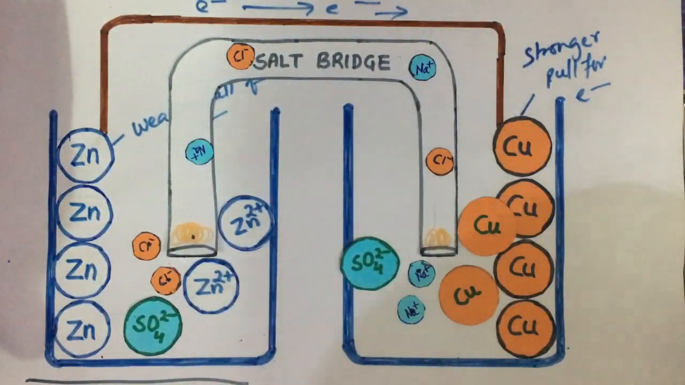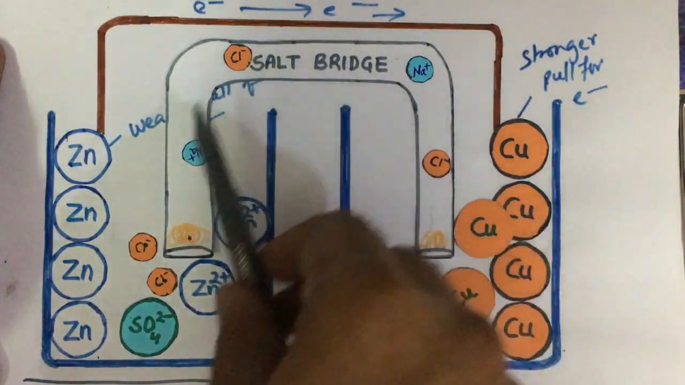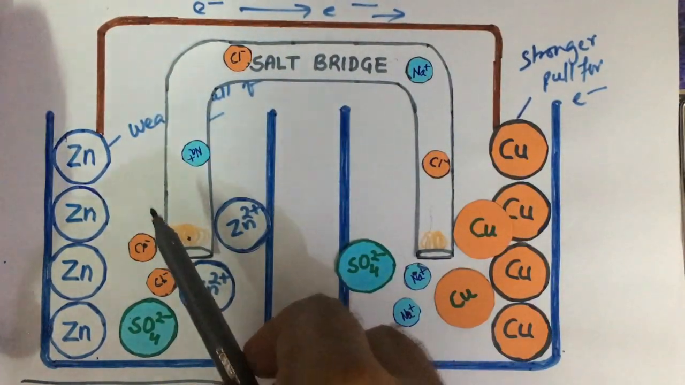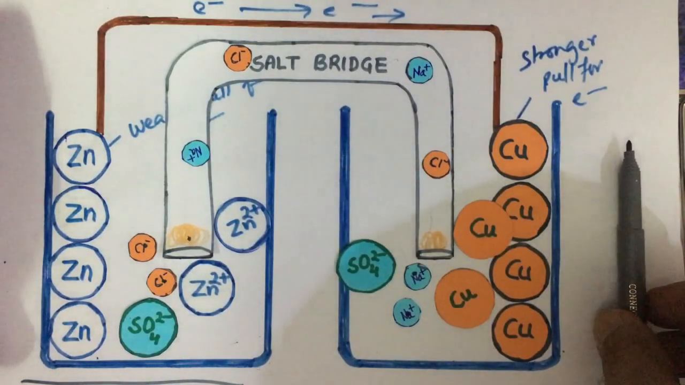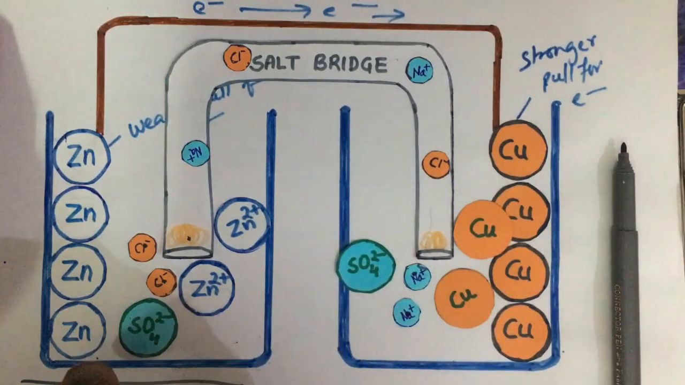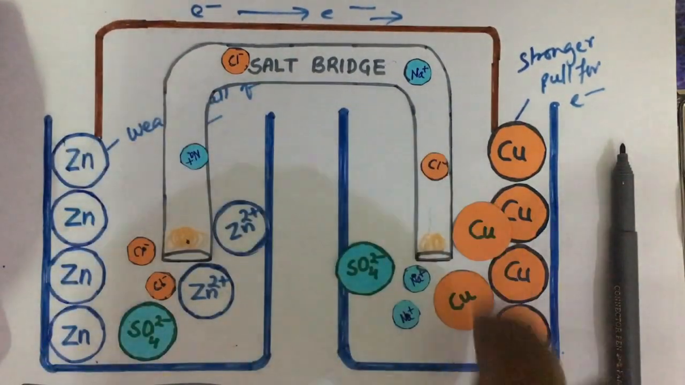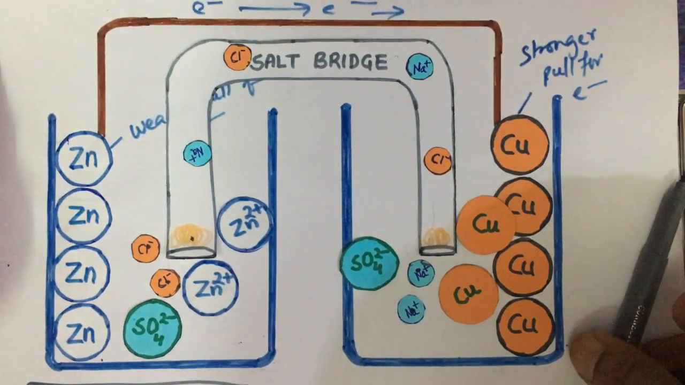So this is the role of the salt bridge. First, the salt bridge completes the electrical circuit and it maintains the electrical neutrality of the electrochemical cell, so that the cell continues to create electricity. So this is about the electrochemical cell.